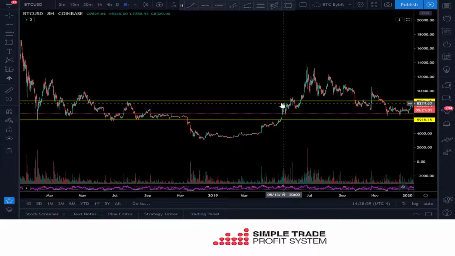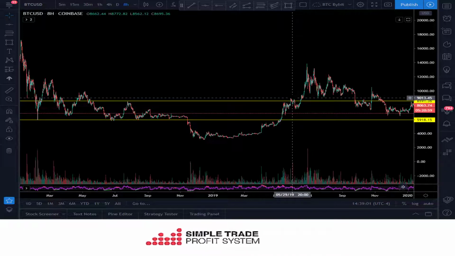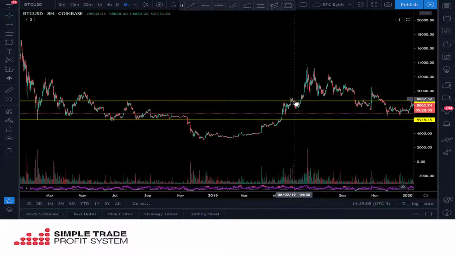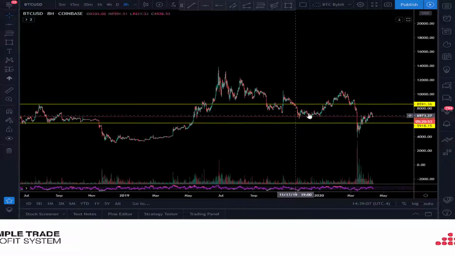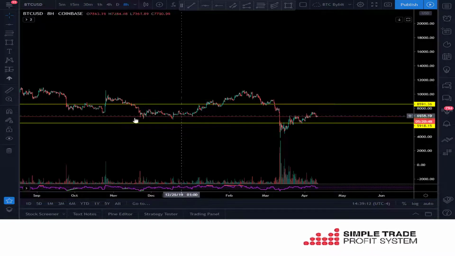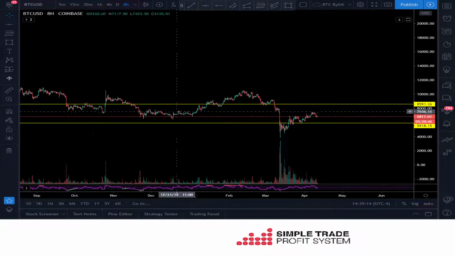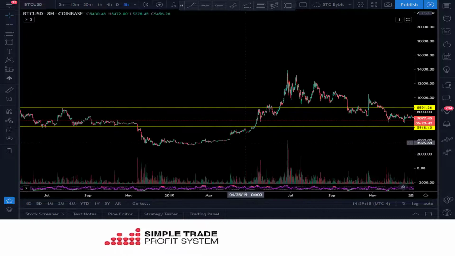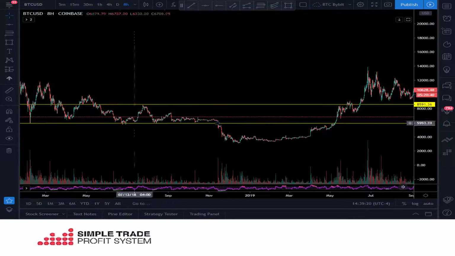So it happened here. It happened here. It kind of broke through, but people still continued to sell even afterwards, and it caused price to come down. If we zoom in right here, you can see it came up and came down. Here it came up and came down. It was never really a strong move from it.